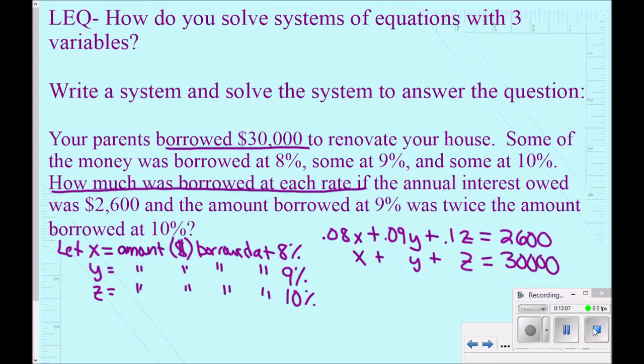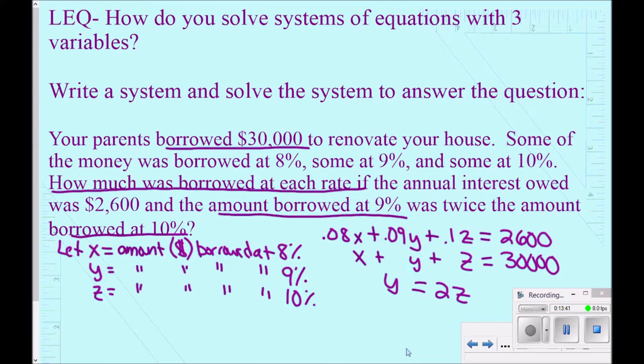So that's our second equation. Now, the last thing mentioned that we have not used yet is the amount borrowed at 9% was twice the amount borrowed at 10%. So 9%, the amount borrowed is our y, and 10% is the amount borrowed at, which is our z. So twice the 10, so twice the z, is equal to the amount borrowed at 9%, which was our y. So y is equal to 2z.